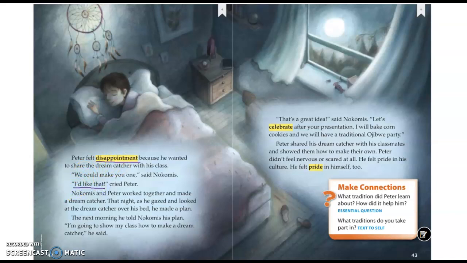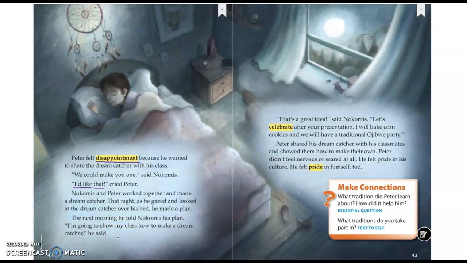Nokomis and Peter worked together and made a dream catcher. That night, as he gazed and looked at the dream catcher over his bed, he made a plan. The next morning, he told Nokomis his plan. I'm going to show my class how to make a dream catcher, he said.